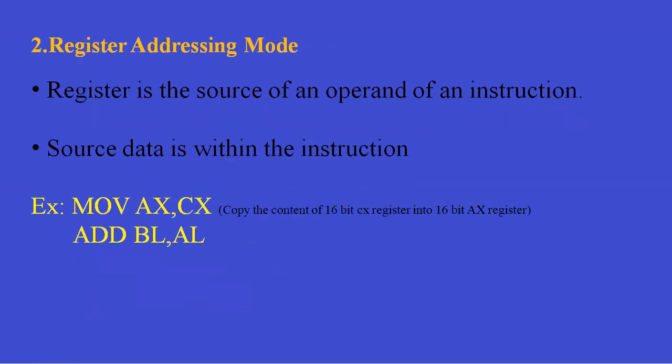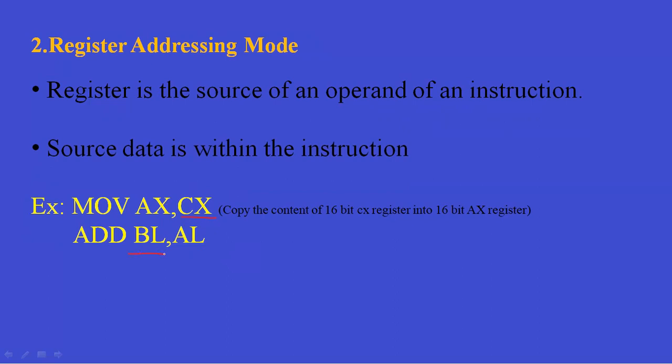The second one is register addressing mode. So register is the source of an operand of an instruction. Source data is within the instruction. So here CX is one of the registers. CX having some value. That value moves from CX register to AX register. So AX, CX, these all are 16-bit registers. AL is one of the 8-bit registers.